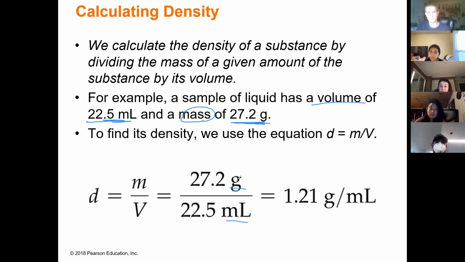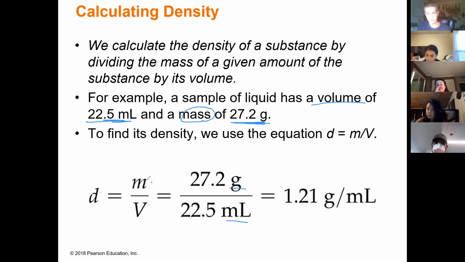We're solving for density. The units won't cancel, right? Gram can't cancel with milliliter. So both units come back with us, and we want that. We want a double unit. So 27.2 grams divided by the 22.5 milliliters will give us a value of 1.21 grams per milliliter, and we bring both units with us. It's pretty simple. And when it comes to using this equation, it's not always that you're given mass and volume and you have to solve for density.